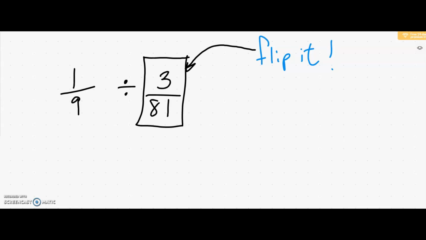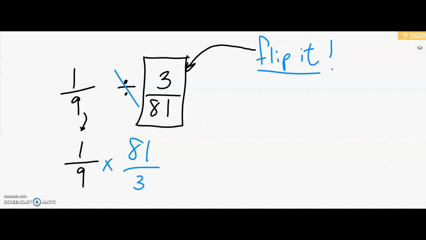The first fraction, I can actually swing down and just keep it the same, okay? The second fraction is where I'm going to now take the reciprocal, and that means to flip it. You flip the second fraction, so it's going to become 81/3. And once you flip it, now division becomes multiplication, okay? Now you can see my way of thinking. I picked these two numbers strategically.